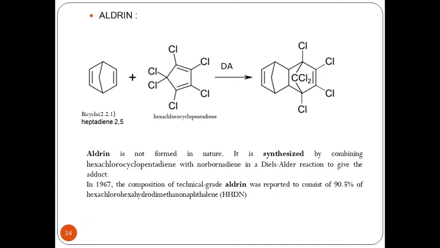Now, the composition of technical grade aldrin was reported to consist of 90.5% of hexachlorohexahydro dimethano system. So basically this looks like a naphthalene system. In short, it is called HHDN. How do we synthesize this? By making use of the bicyclo[2.2.1]heptadiene-2,5 system.